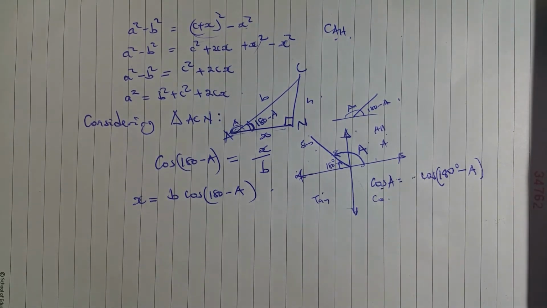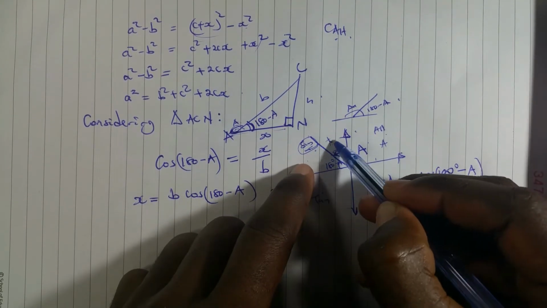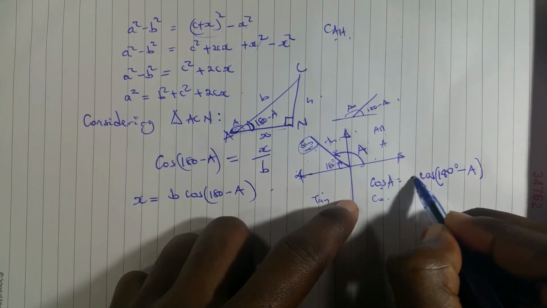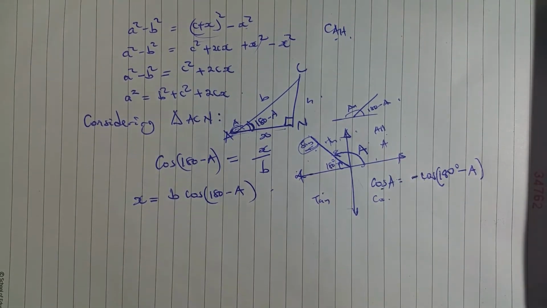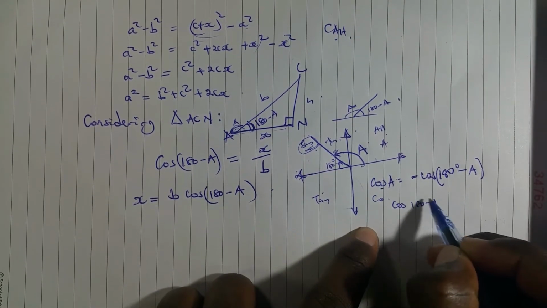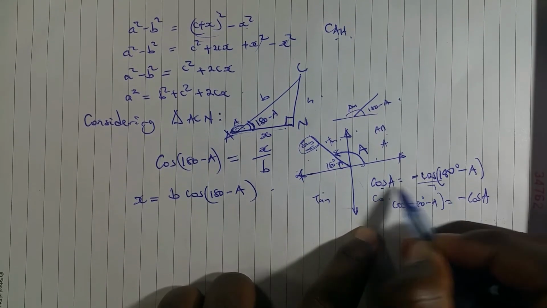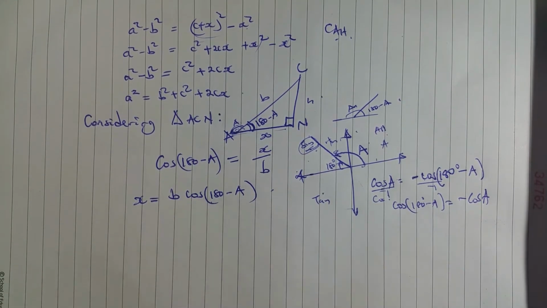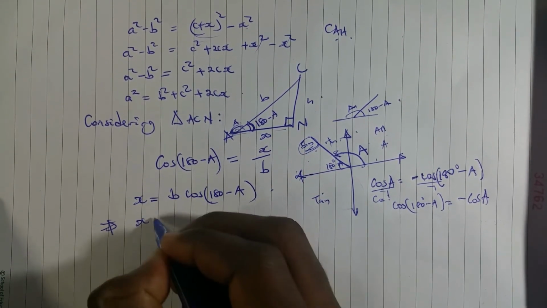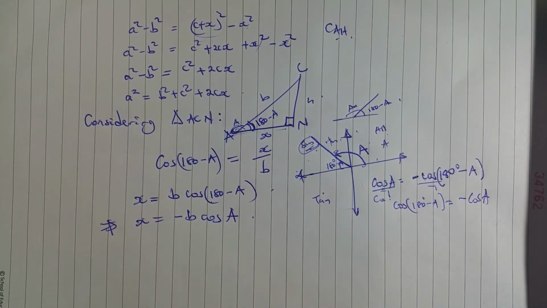You need to check our previous video if you didn't watch it. So now we know that here only sine is positive. That means tan and cos are actually negative. So we are going to attach a negative there with the correct sign. That means our cos of 180 minus A is going to be negative cos A. If you divide throughout by negative to get positive, that implies our x is going to be negative b cos A. If you don't understand that, our previous video on trig ratios of obtuse angles might help.